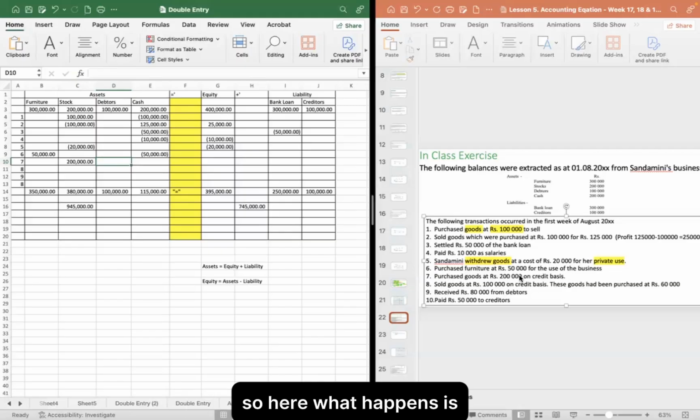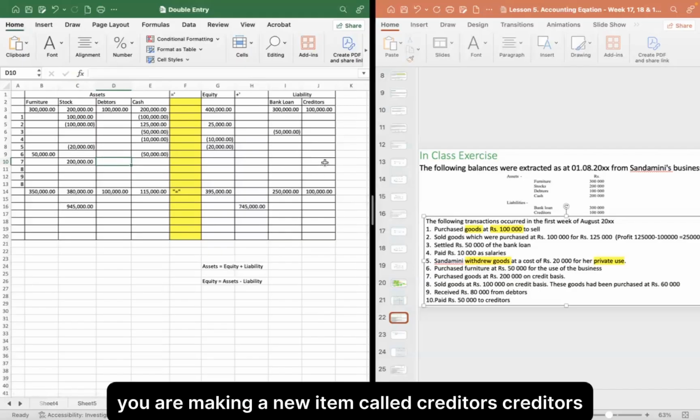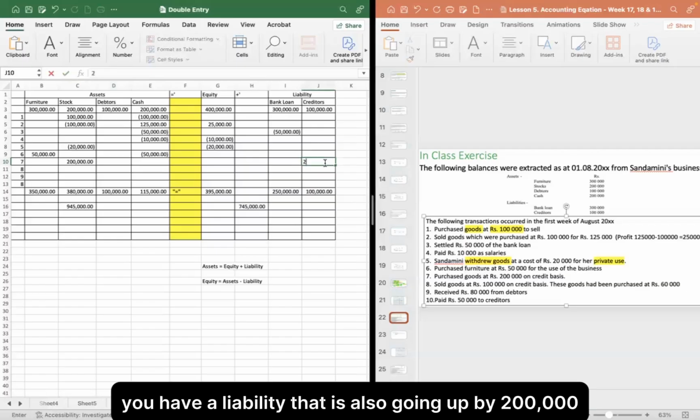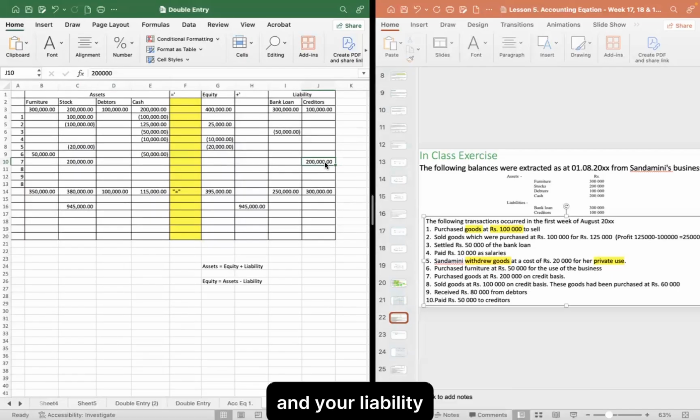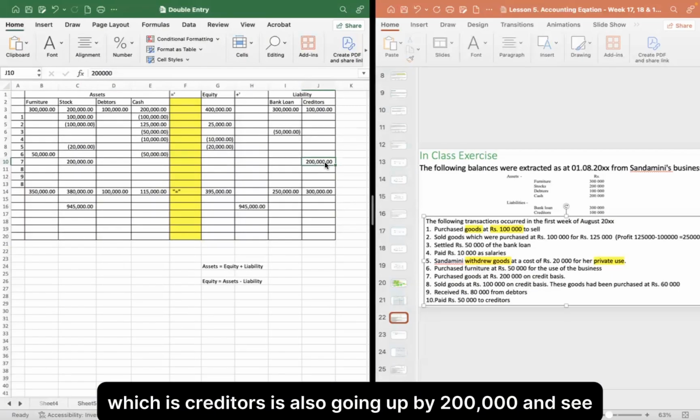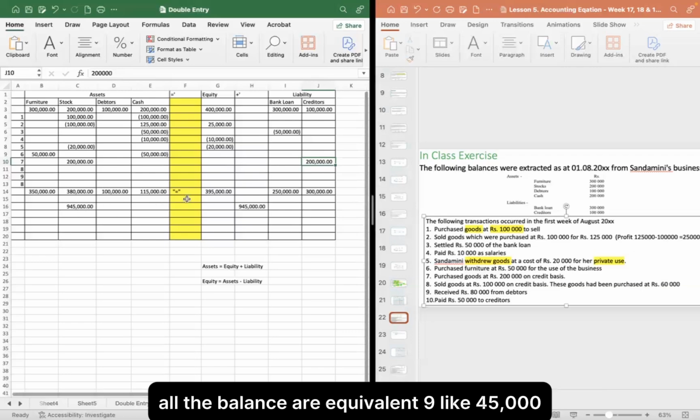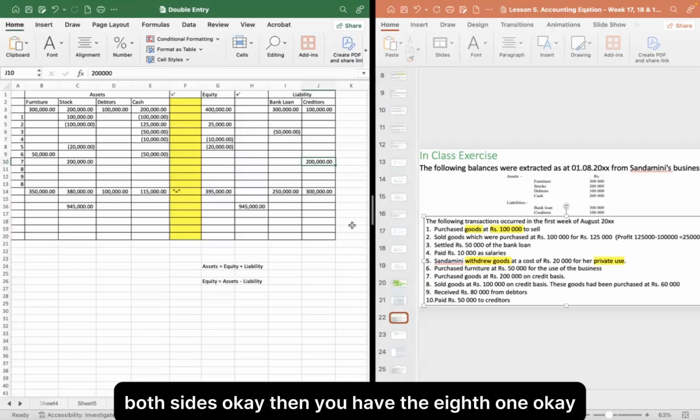So here what happens is you are making a new item called creditors. You have a liability that is also going up by 200,000. So your stock balance is going up by 200,000, and your liability, which is creditors, is also going up by 200,000. And see, all the balances are equated, 9,45,000 on both sides.